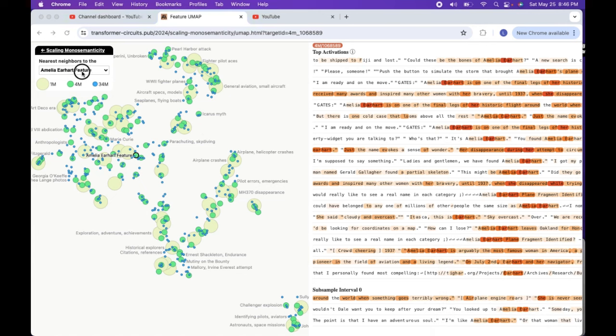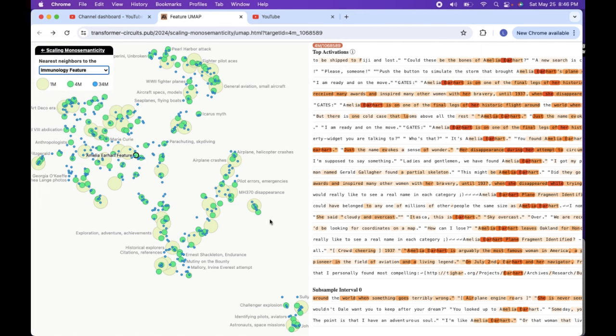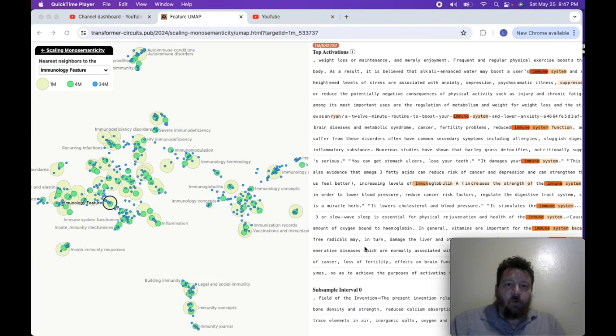Amelia Earhart would be a bad example of this. Let's see, of a good one, immunology might be good. So this is very factual, right? So we've got HIV, diseases, things like that. And what we'll find within this is that the models will converge around disease, like the cause of disease.